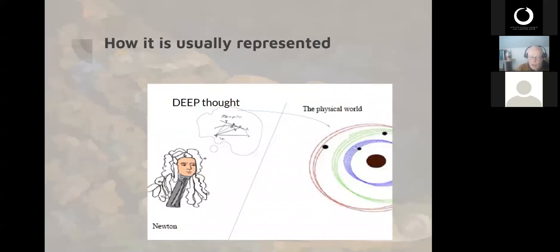Now, usually this is thought of in terms of some scientist thinking about the physical world and constructing a conceptual model of the physical world. So here's Newton. He thinks about the centripetal forces. He constructs diagrams of these centripetal forces, and he then predicts the motions, for example, of the satellites of Saturn.